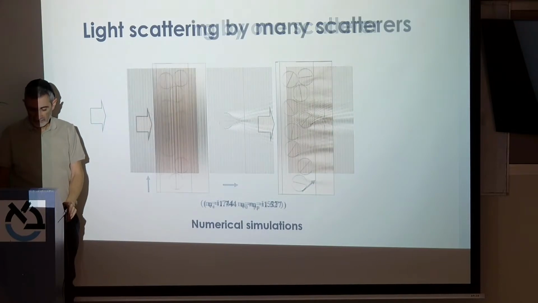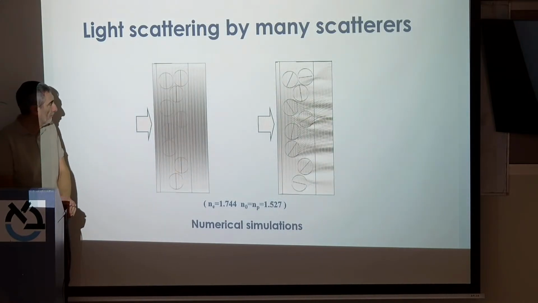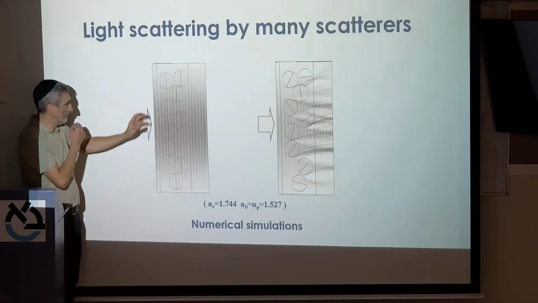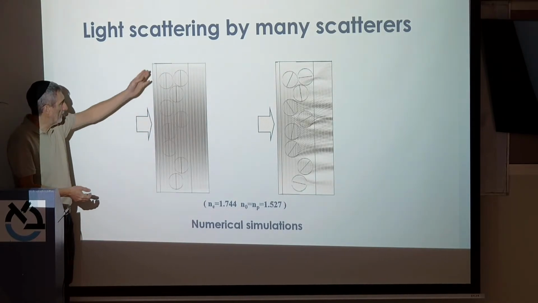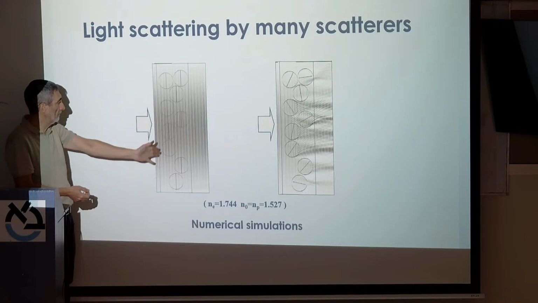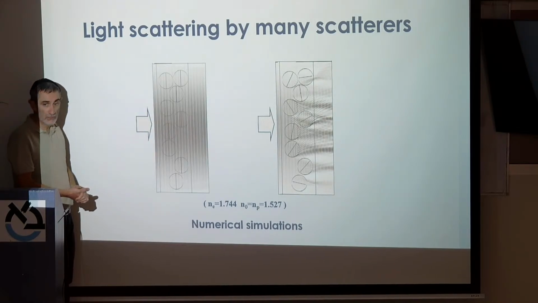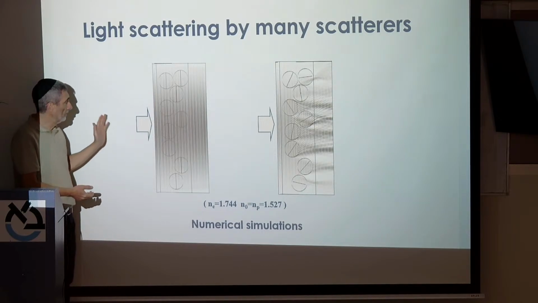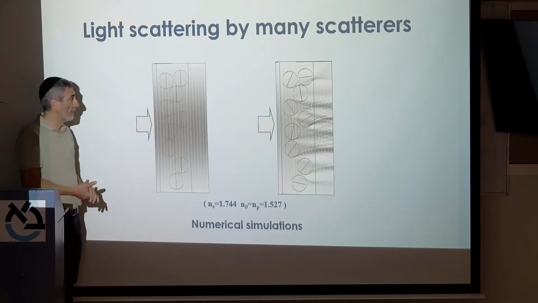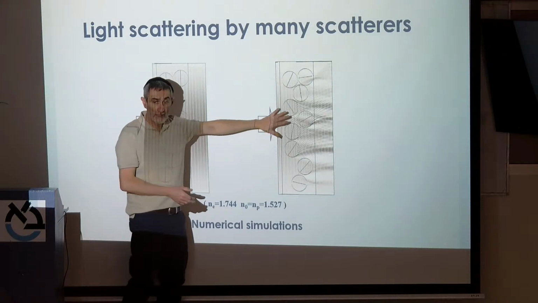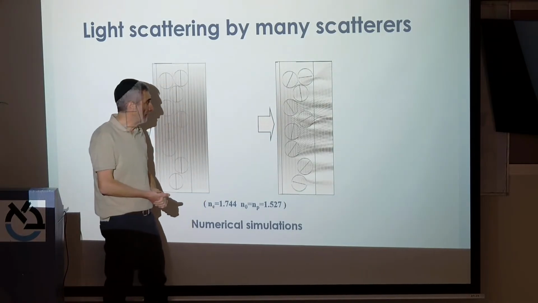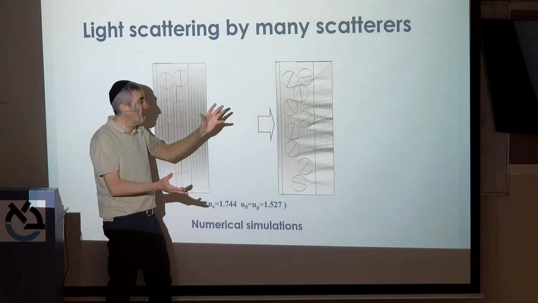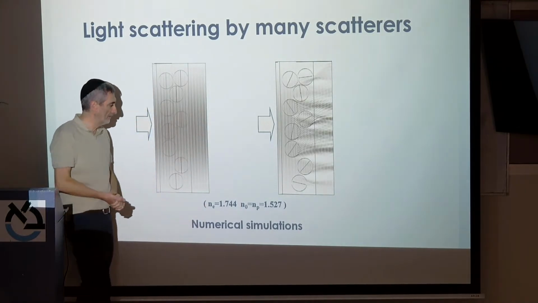That's what we have done here for a slab of these liquid crystal scatterers. And you see that if they are all oriented along the same direction, polarization, then the system is completely transparent. And if they are randomly distributed, then the system becomes scattering with a very complex scattering scheme.